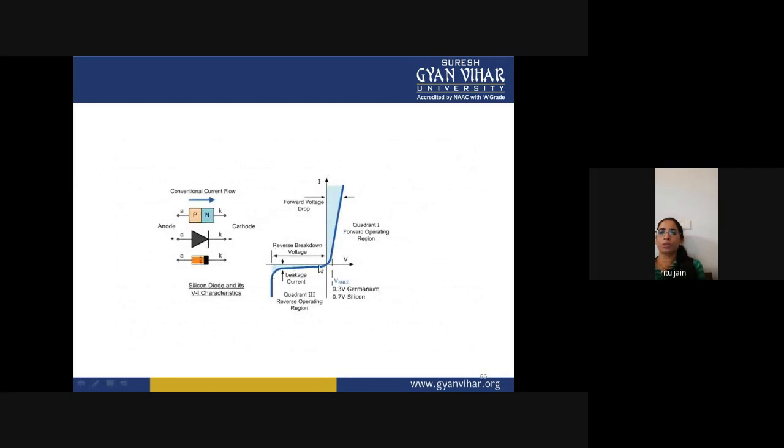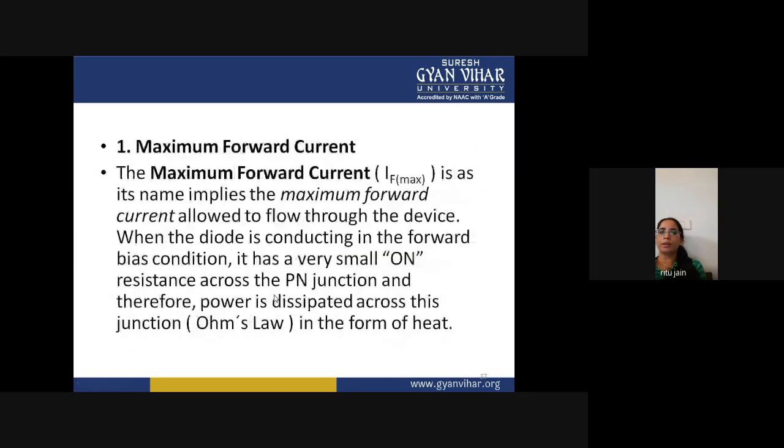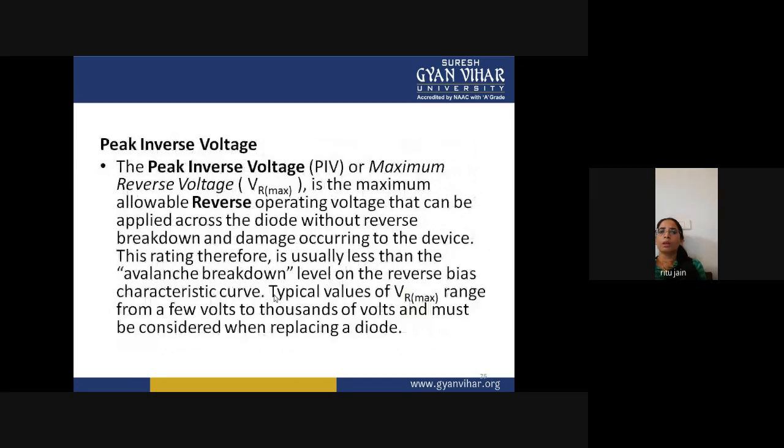Because you are continuously increasing the voltage in the reverse direction of the diode, what is happening? It will break down at a particular point and the current will start to flow in the reverse biasing. So you can see that the peak inverse voltage or maximum reverse voltage is the maximum allowable reverse operating voltage that can be applied across the diode without reverse breakdown.